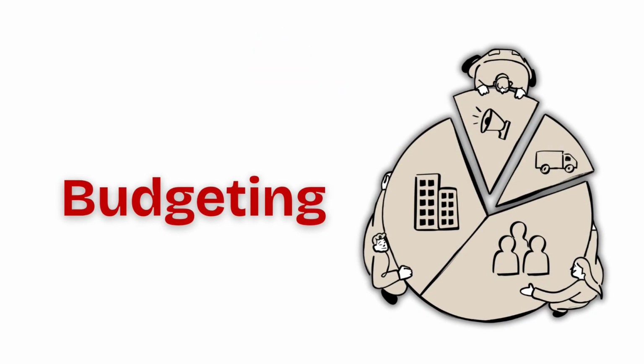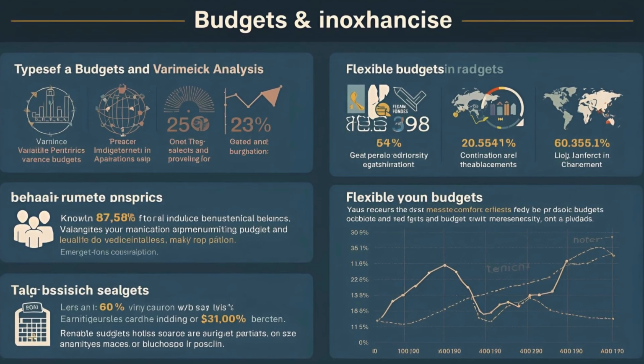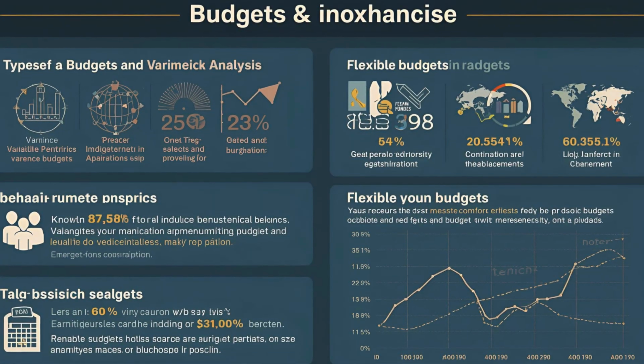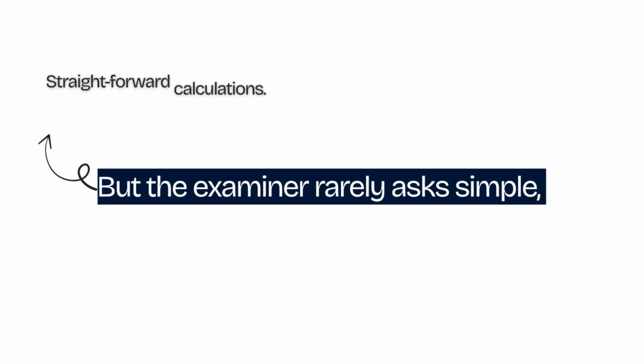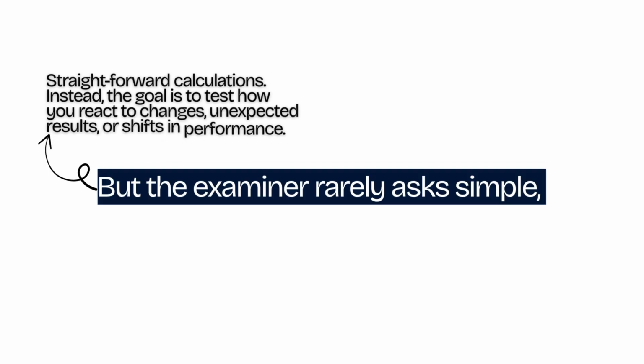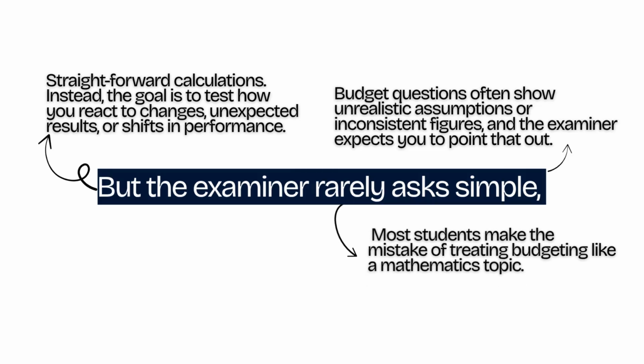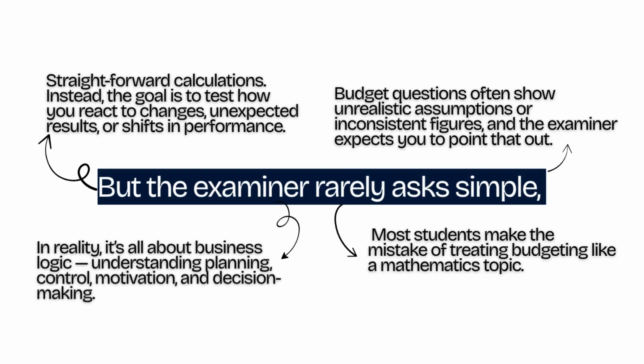Budgeting. One of the biggest parts of PM is budgeting. This section includes types of budgets, behavioral aspects, flexible budgets, and variance analysis. But the examiner rarely asks simple, straightforward calculations. Instead, the goal is to test how you react to changes, unexpected results, or shifts in performance. Budget questions often show unrealistic assumptions or inconsistent figures, and the examiner expects you to point that out. Most students make the mistake of treating budgeting like a mathematics topic. In reality, it's all about business logic, understanding planning, control, motivation, and decision-making.